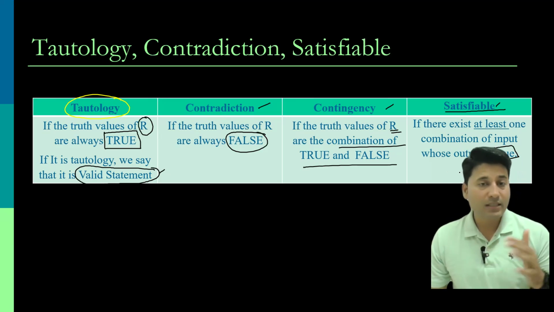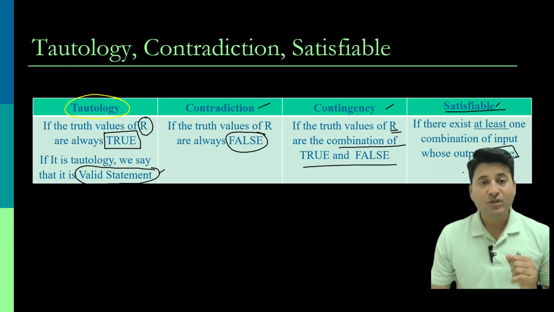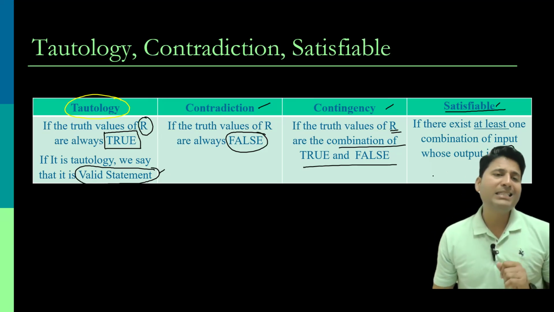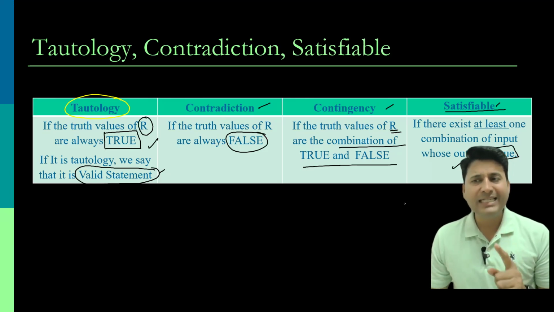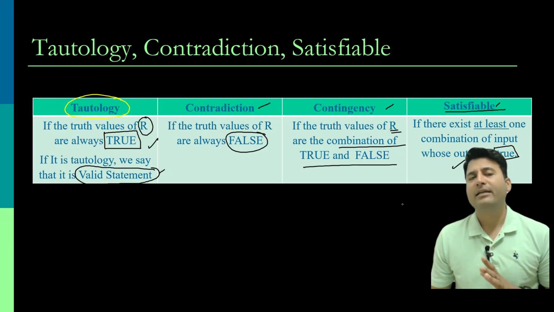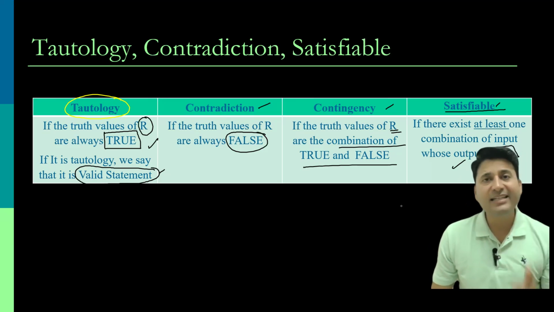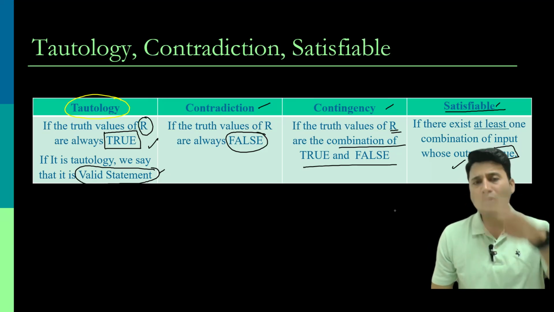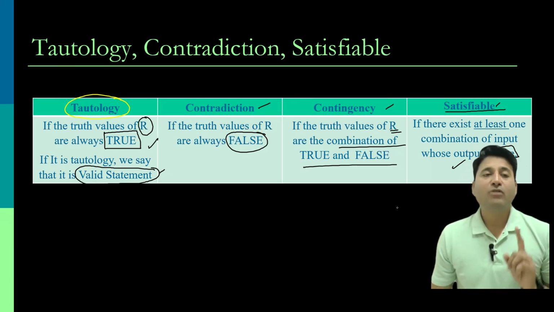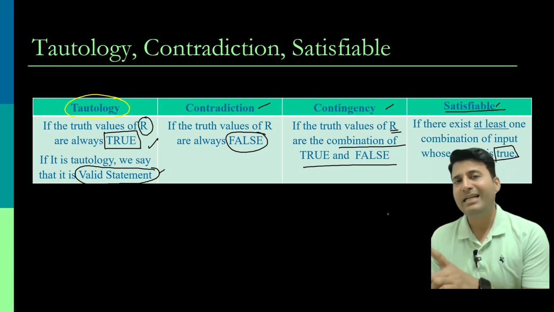Now the relation between these four. Can I say every tautology is satisfiable? The answer is yes. For satisfiable, I need at least one T. In tautology, everything is T. So the task is done. At least one T means what? All of them can also be T. So every tautology is satisfiable.